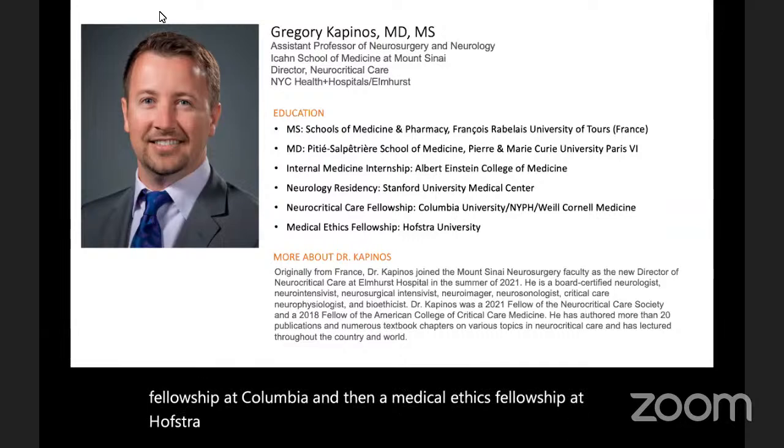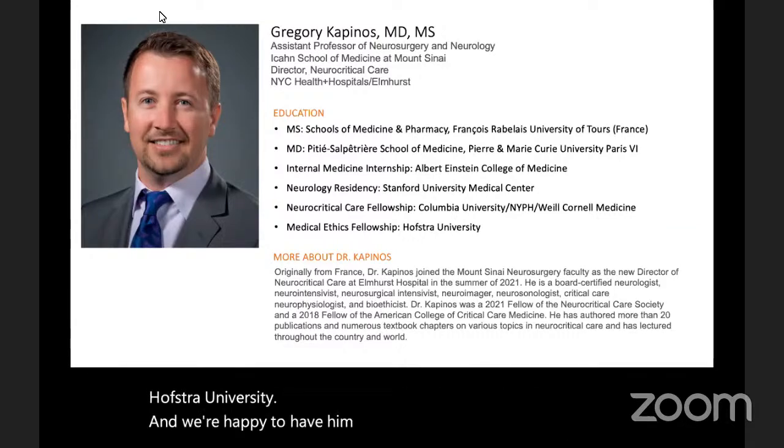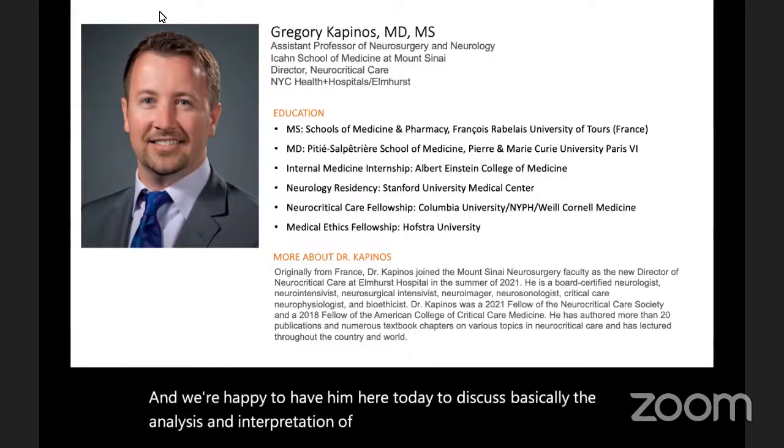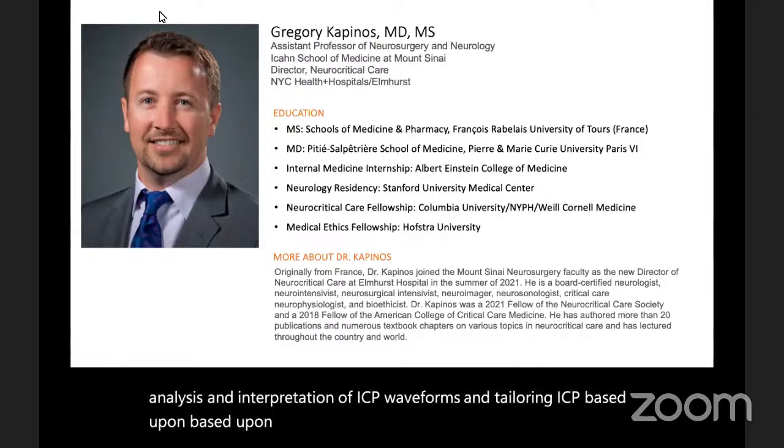And we're happy to have him here today to discuss basically the analysis and interpretation of ICP waveforms and tailoring ICP based upon TCD waveforms and TCD data.